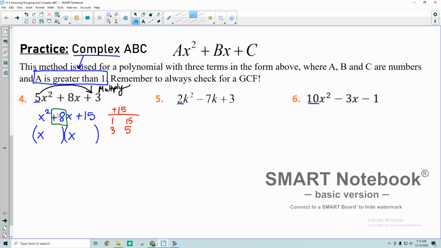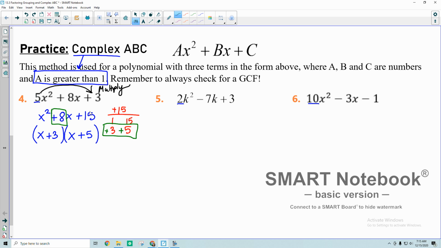All right, so that's definitely going to be 3 and 5, right? Like positive 3 and positive 5 definitely multiply to make positive 15, and they add together to make positive 8. So bingo, put those numbers in. Actually, let me write those in a different color. So plus 3, plus 5, okay?